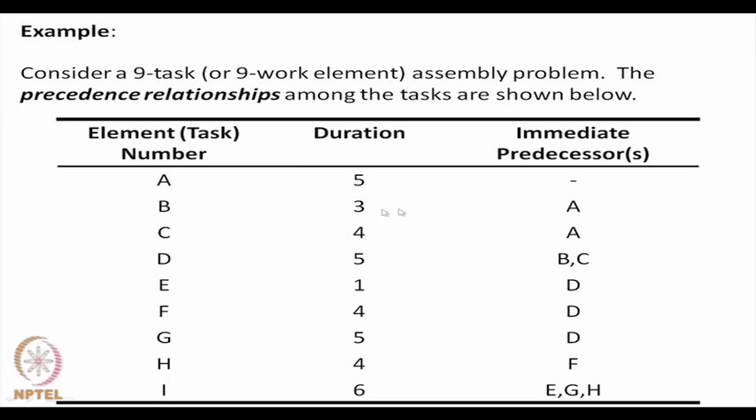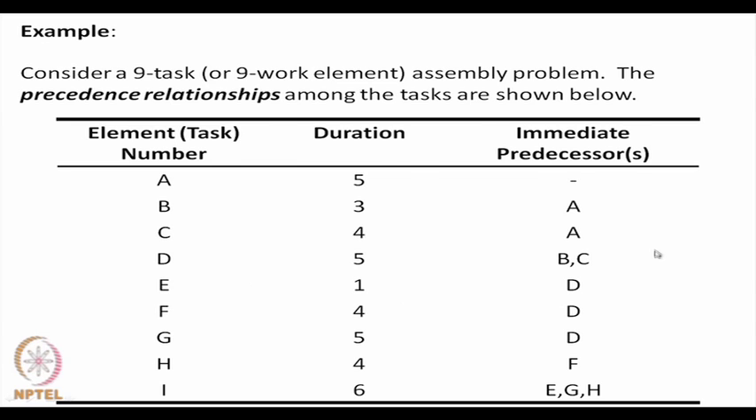So, A is the predecessor of B. To carry out C, A should also be completed, only A, not B. So, A is its immediate predecessor. To carry out D, we need to complete both B and C, otherwise D cannot start. And I cannot start unless E, G and H, all the three, are complete.